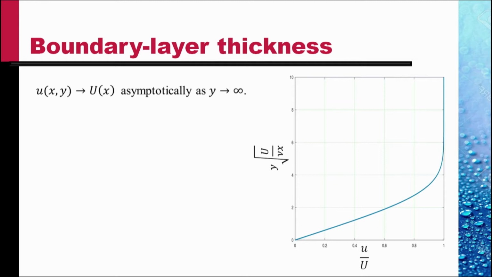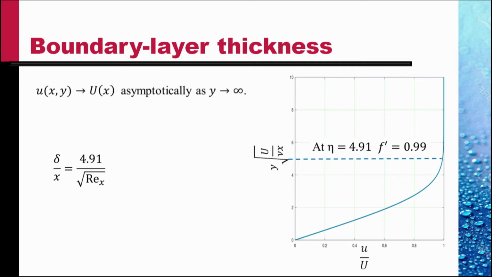So how do we determine or define the boundary layer thickness? The boundary layer thickness in this case is arbitrarily defined as the distance by which the velocity in the boundary layer reaches 99% of the inviscid flow. Since the velocity u by capital U is given by f prime, we determine the value of eta at which the value of f prime is 0.99, and that value of eta is 4.91. So we can define delta by x is equal to 4.91 divided by under root Re x. In many places, this value is given as 5.0 divided by under root Re x. The difference is small and is largely because of the approximation.